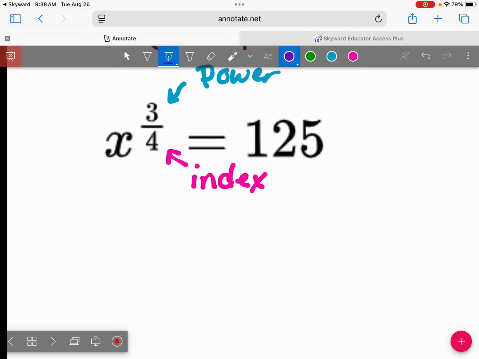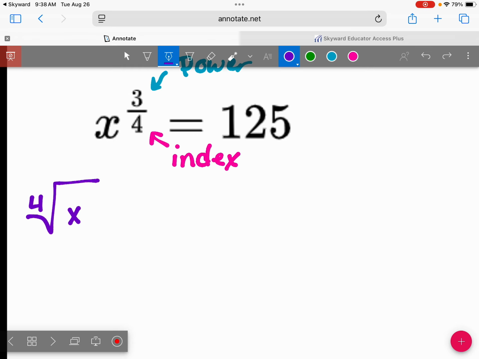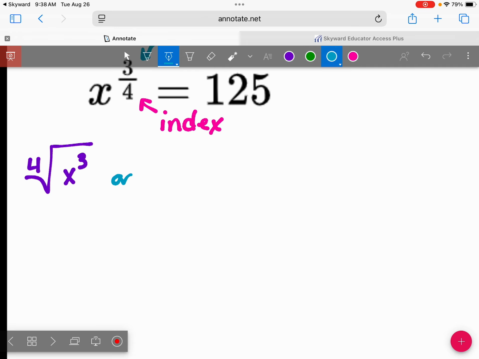So I could write this as my fourth root of x cubed. Or we can do it in the other order, I could do my fourth root of x, cubed. Either way, I can write it either way. It means the same thing. So if we look at 125, what do we know about 125? It's a cube. If we've got a cube, I'm going to put the cube on the outside. So I'm going to set it up with this guy.